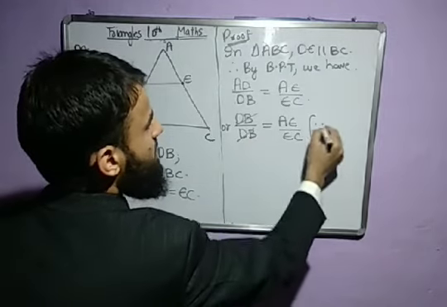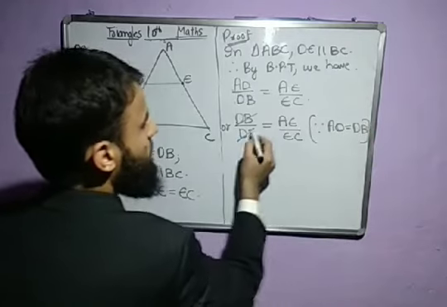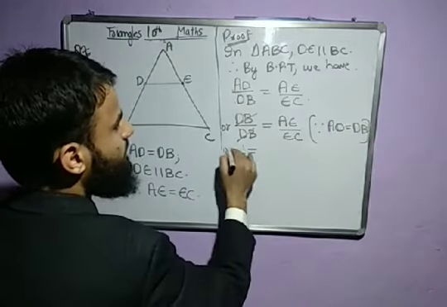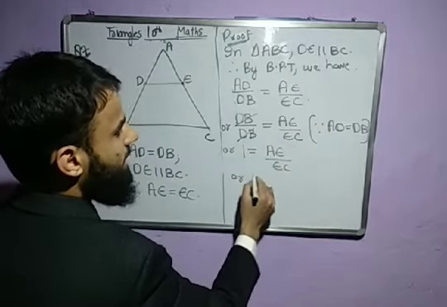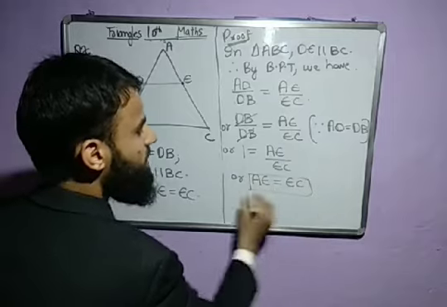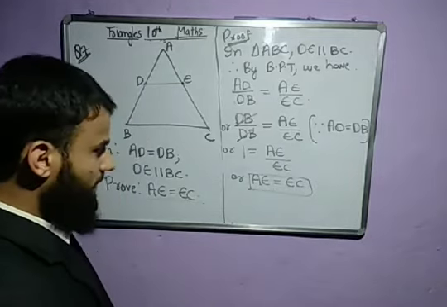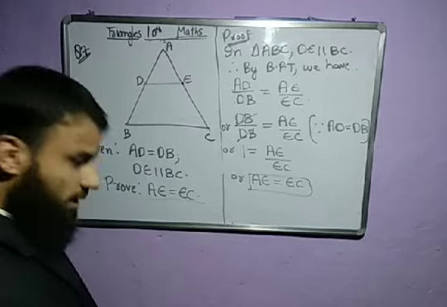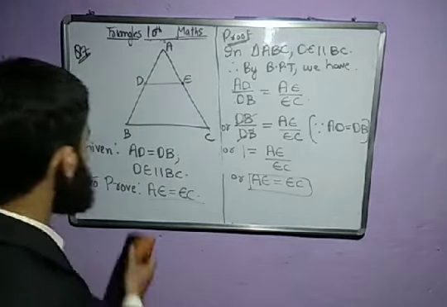Here we'll write a reason, because AD is equal to DB. So it will come out to be 1 is equal to AE divided by EC, or I can get AE is equal to EC. So I think this was required to prove, so we proved it. Okay, so pause the video and copy it.